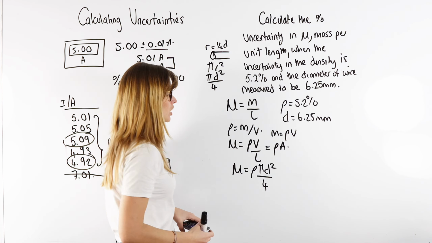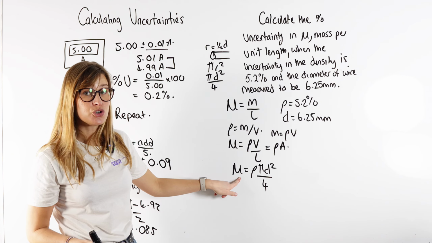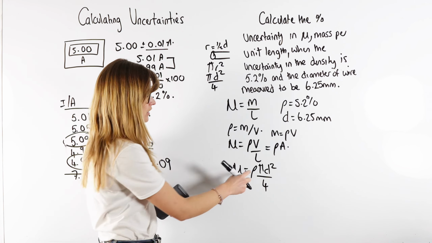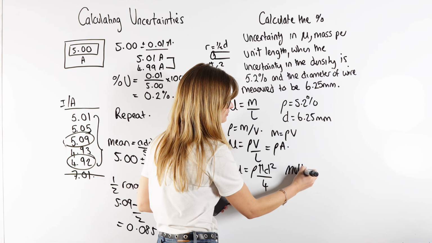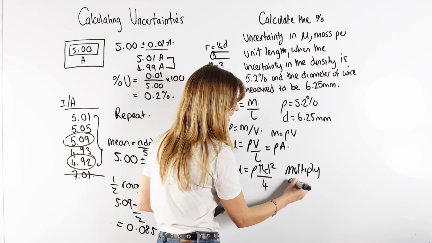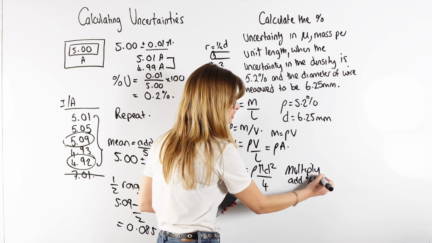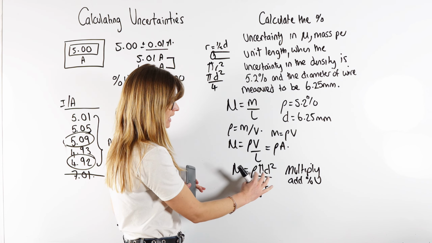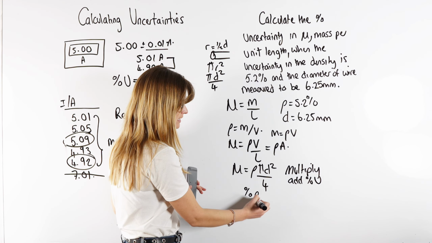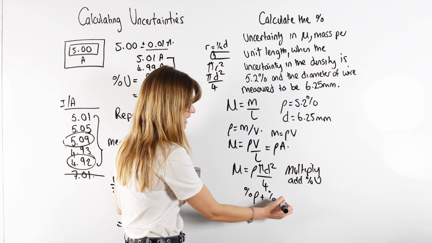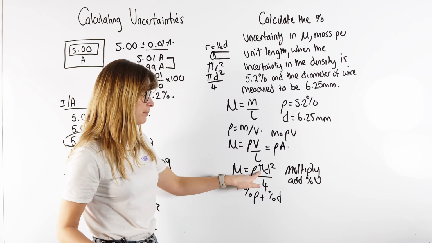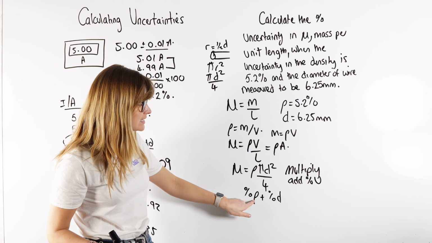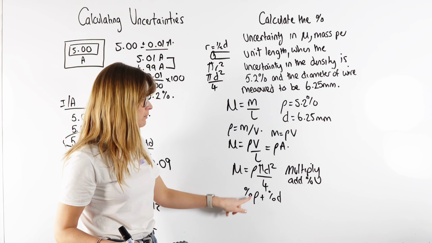So what I can write now is my mass per unit length is my density times pi d squared over 4. So if I want to know my percentage uncertainty in mu, I know that when we multiply things, we have to add the percentage uncertainties. So if I want to find the percentage uncertainty in mu, when I'm multiplying these, I need to add the percentage uncertainty in the density to the percentage uncertainty in my diameter. I don't have to worry about pi or 4 because they're constants. When you multiply or divide by a constant, the percentage uncertainty just stays the same. So that's why we can just ignore them.